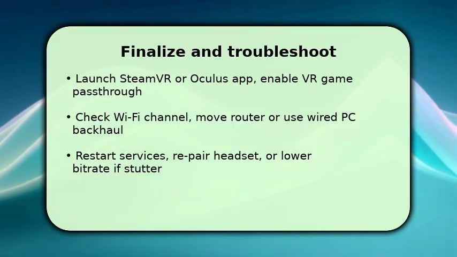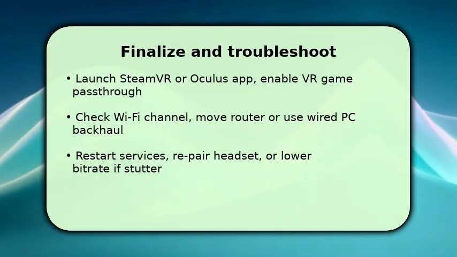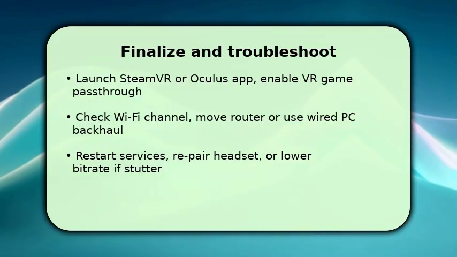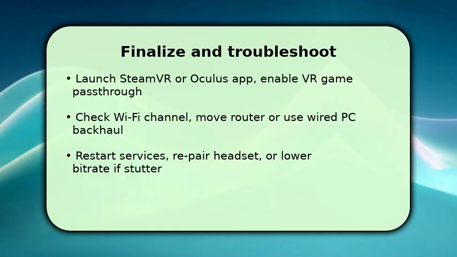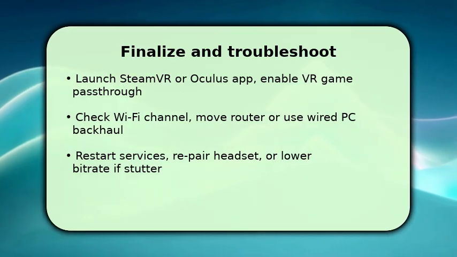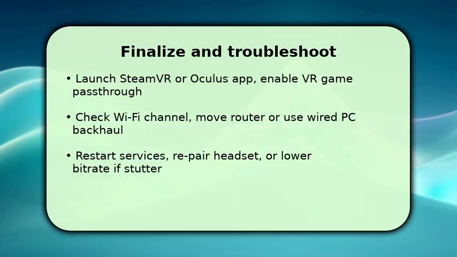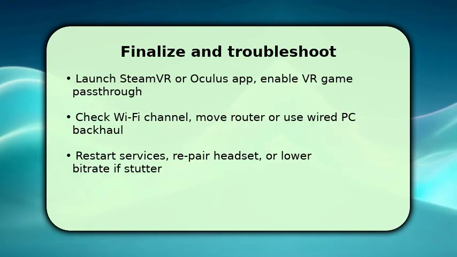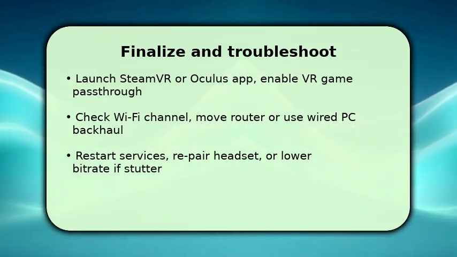If you see stutter, make sure the PC is wired to the router or move the router closer. Check for Wi-Fi channel congestion and switch channels if necessary. If problems persist, restart the streamer, repair the headset, and lower bitrate. This single troubleshooting step often restores stability quickly.